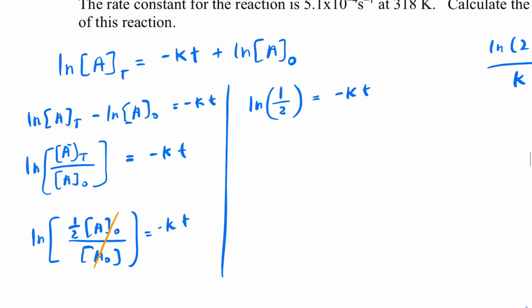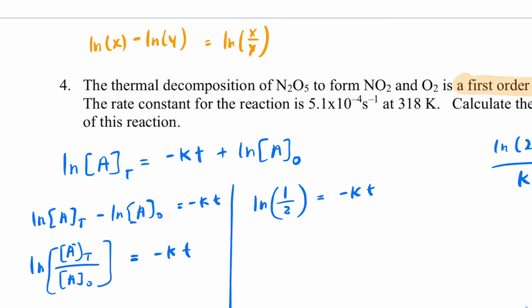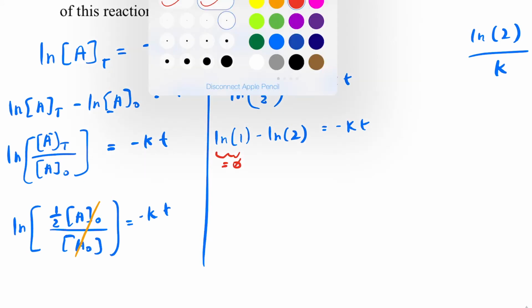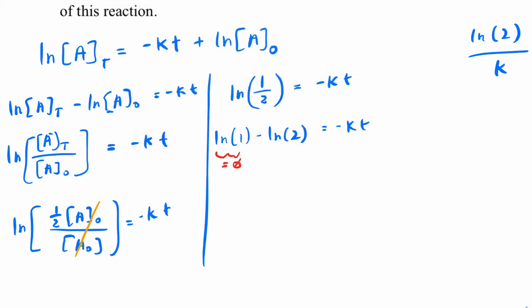Okay, so using that rule we said before, since the natural log of x over y, I can write a subtraction. Let's do that here. So that's going to be the natural log of 1 minus the natural log of 2 equals negative kt. Well, what is the natural log of 1? The value of natural log of 1 is equal to 0. So what I'm left with is just minus ln of 2 is equal to minus kt.